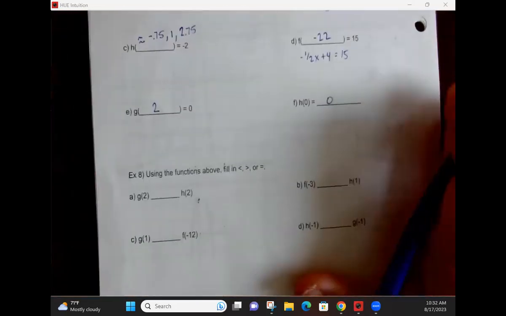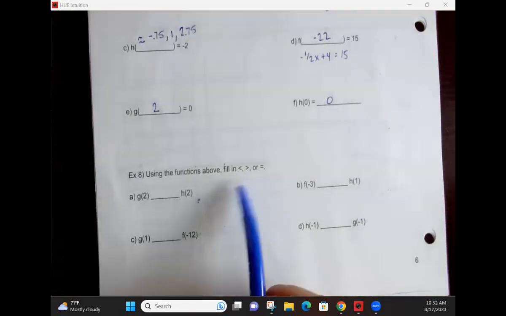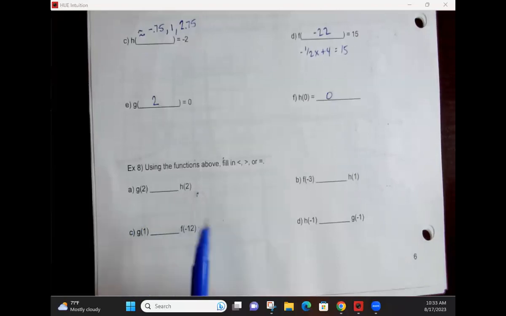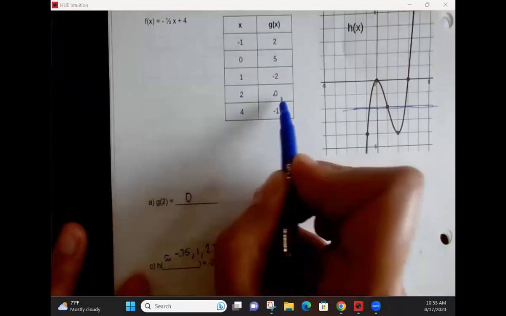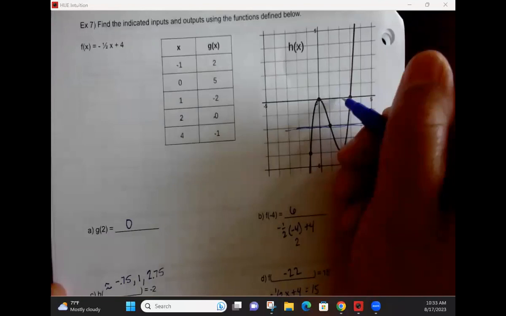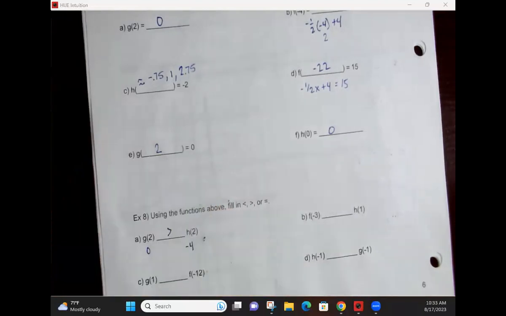Okay. Last one for today, example 8. Now I'm asking you to give me some comparisons. So greater than, less than, equal to, how do these compare? So G of 2 compared to H of 2. Well, G of 2 is 0. H of 2 is negative 4. So G of 2 would be greater than H of 2. Does that make sense? What I want you to do for that last section? Okay, using the same functions of that.